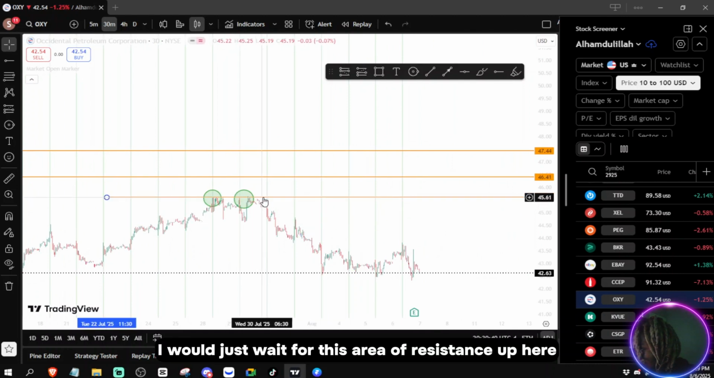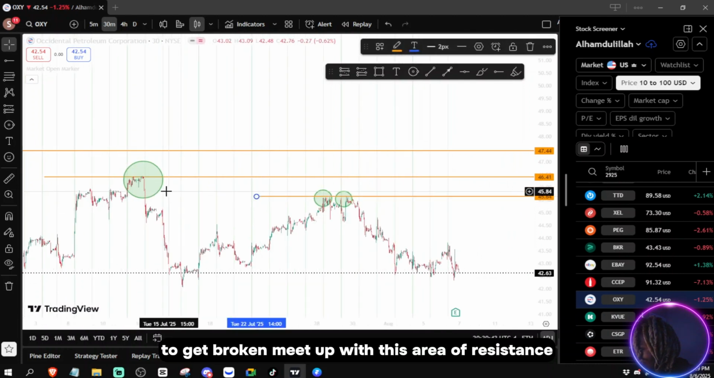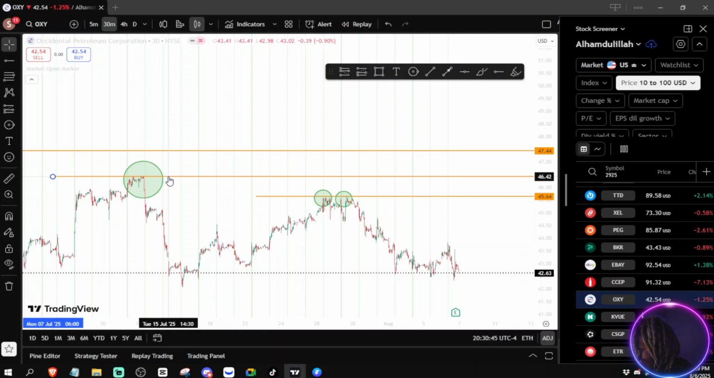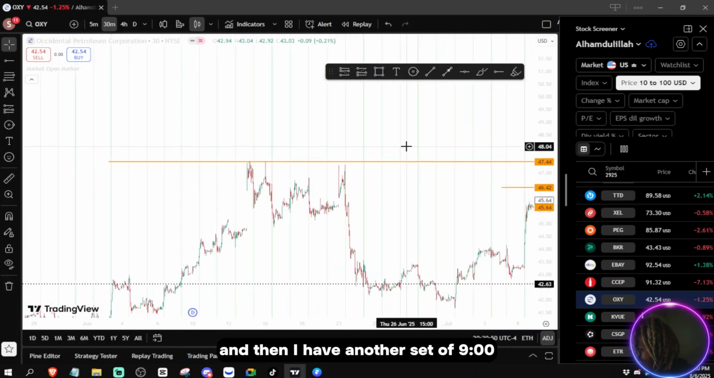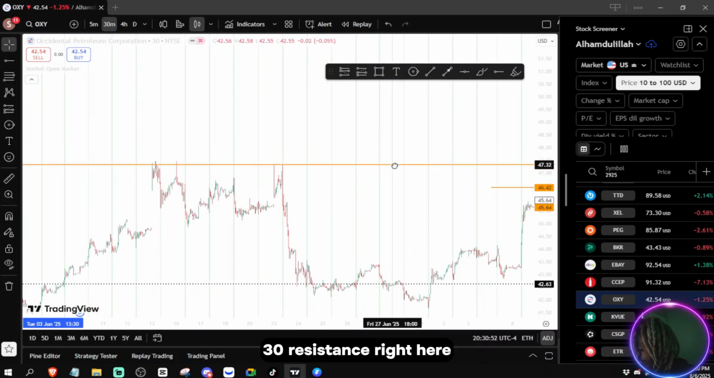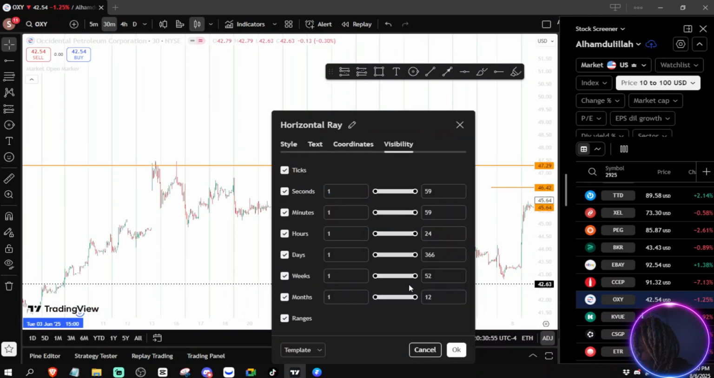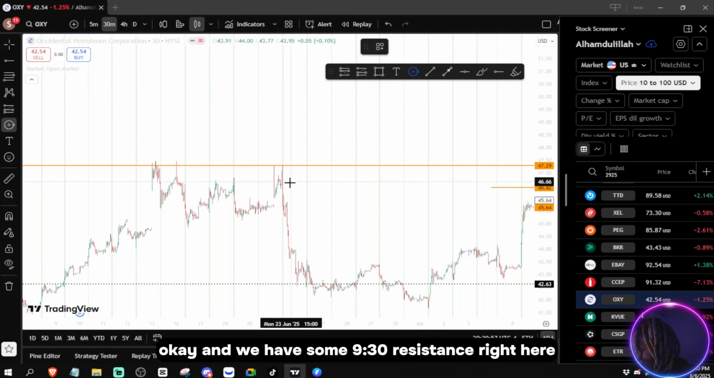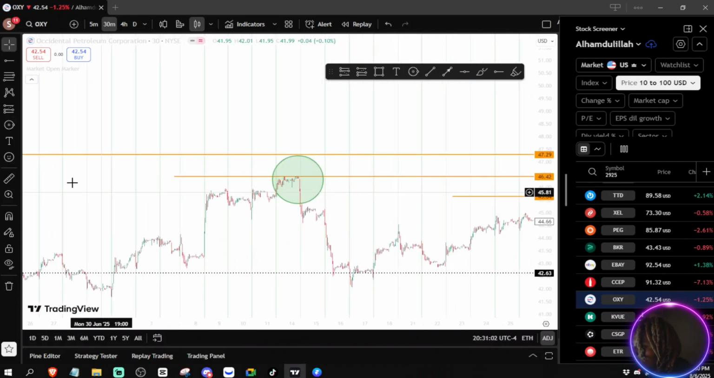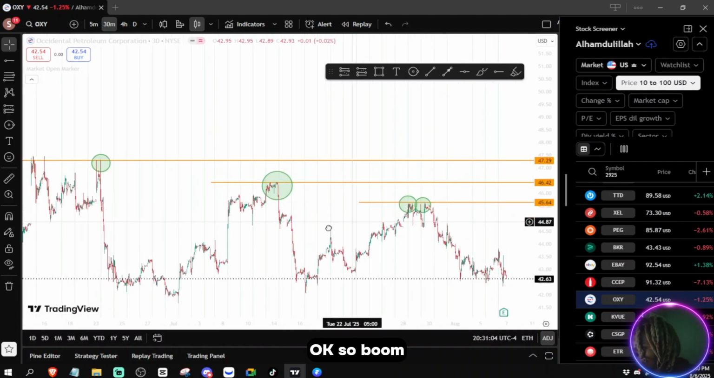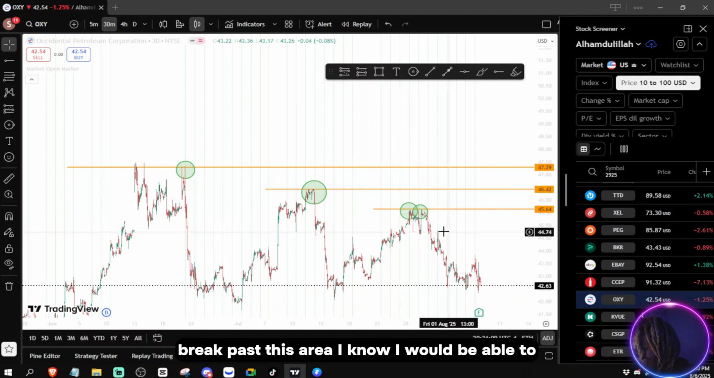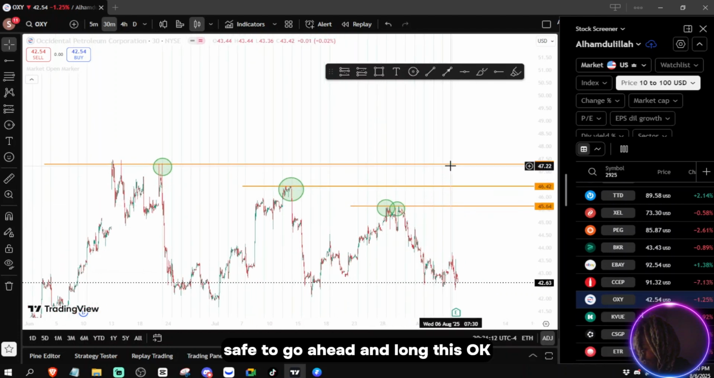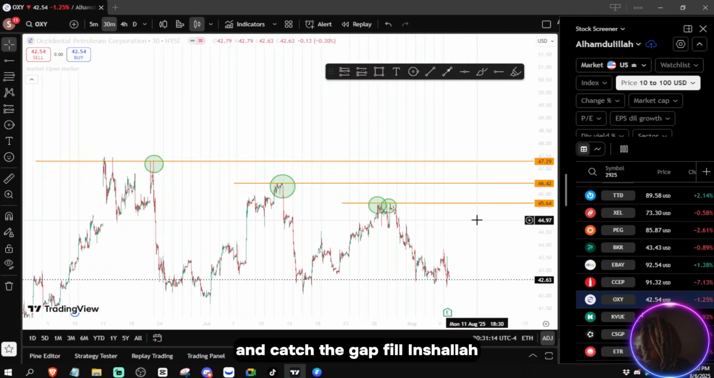So I would just wait for this area of resistance up here to get broken, meet up with this area of resistance. And then if this resistance gets broken, I have another set of 9:30 resistance right here. Okay, and we have some 9:30 resistance right here. So now if price were to come all the way up here and break past this area, I know it would be safe to go ahead and long this, and catch the gap fill, inshallah.